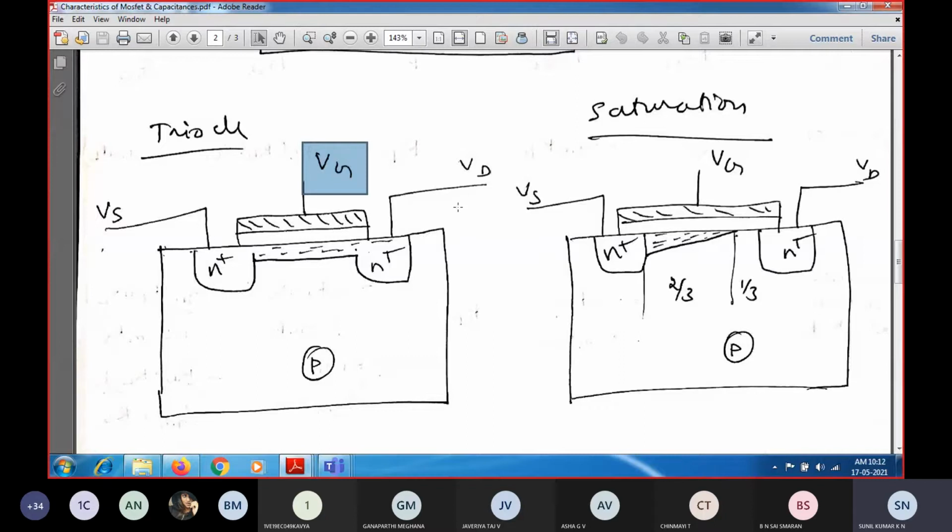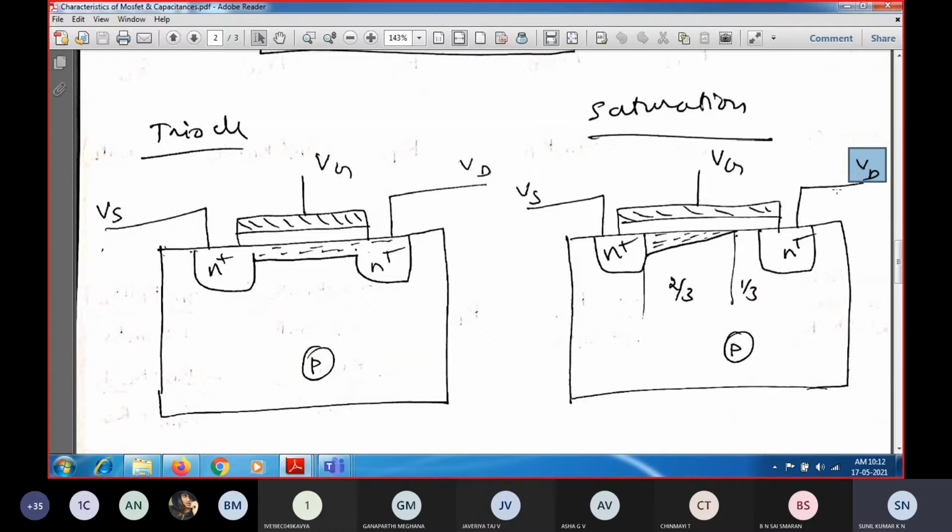Now if you move to the next region of operation, that is the saturation region. In that MOSFET, the gate to drain voltage is very much higher when compared to the gate to source voltage. Whenever the drain voltage is very much greater than the gate to source voltage, you can see the channel getting pinched off at the drain end. As you move from the source to the drain, there is a tapering of the channel region, and finally some of the channel does not connect between the source and drain. There is a breakage of the channel across the drain end.